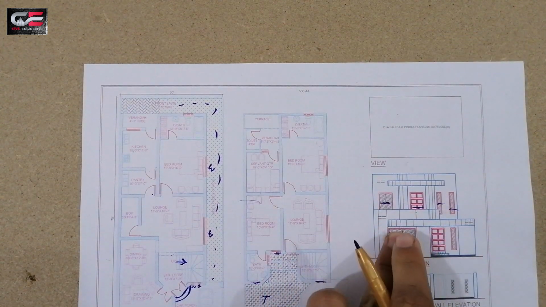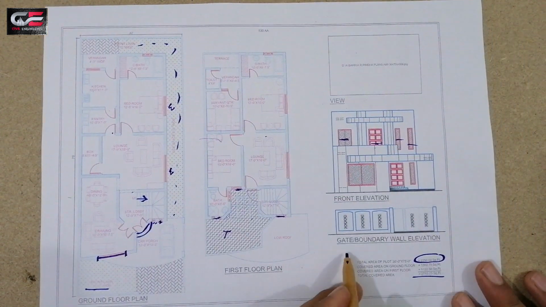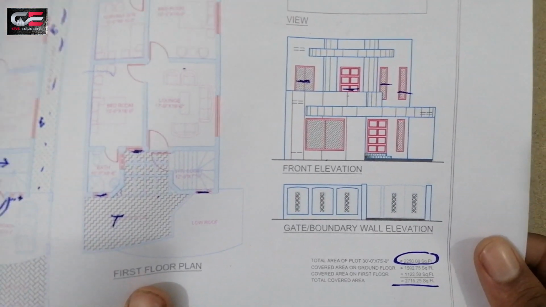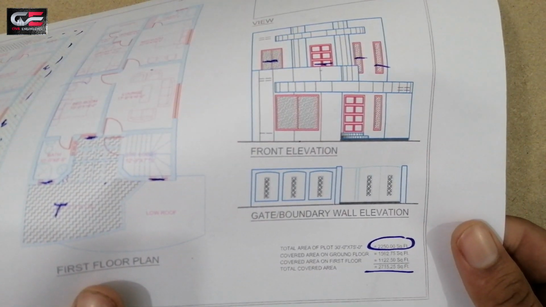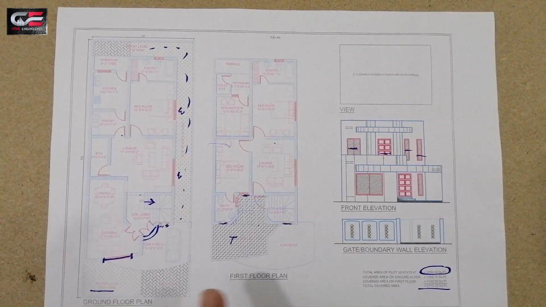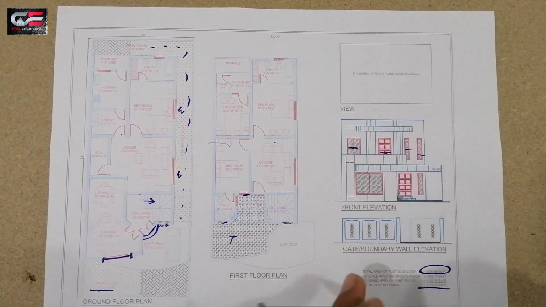This is its view. Okay, now guys you can see its gate boundary wall. So the gate boundary wall is this one, but you can see there isn't any dimension to tell you, just a design. So guys, this is a very short video to discuss this plan with the ground floor, first floor, gate boundary wall and elevation.